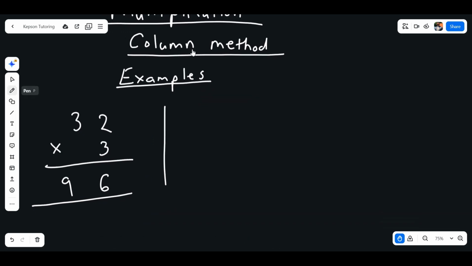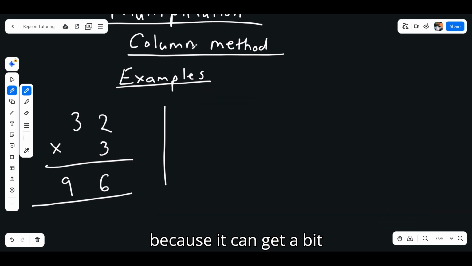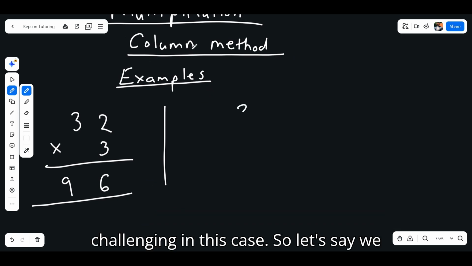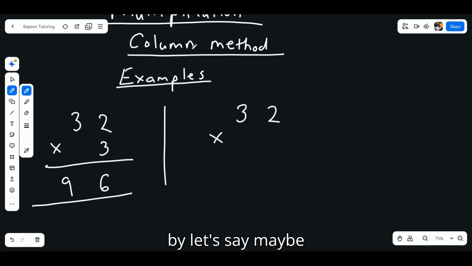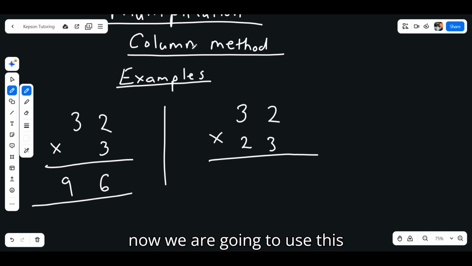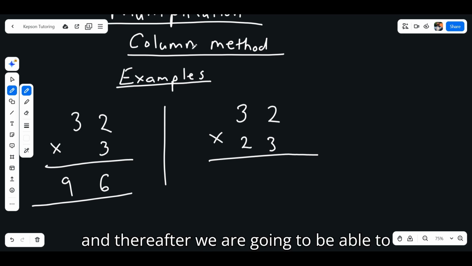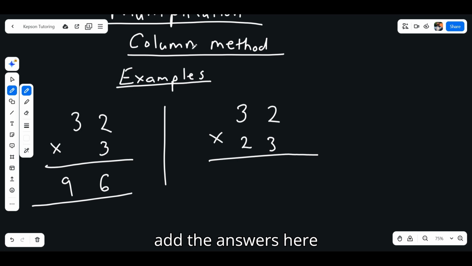Now with a second method, this way becomes a little bit tricky, and you need to be a little bit careful because it can get a bit challenging. So let's say we're being given 32 multiplied by, let's say, 23. Now, we are going to use this method on one by one multiplying with 32 here. Nothing changes, right? And thereafter, we are going to add the answers here.